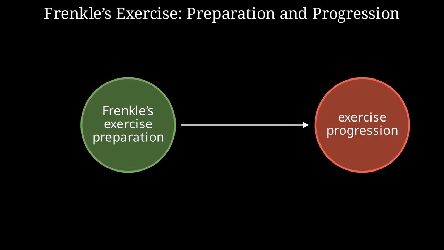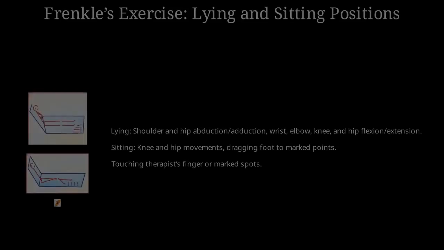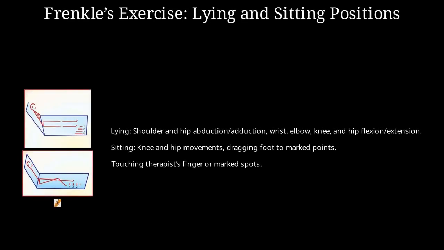The exercise program progresses from supported to unsupported limb movements, touching marked spots, and increasing complexity as the patient improves. Frenkel's exercises can be performed in lying and sitting positions. Movements include abduction and adduction of the shoulder and hip, flexion and extension of the wrist, elbow, knee, and hip, as well as coordinated tasks like touching marked points or the therapist's finger.